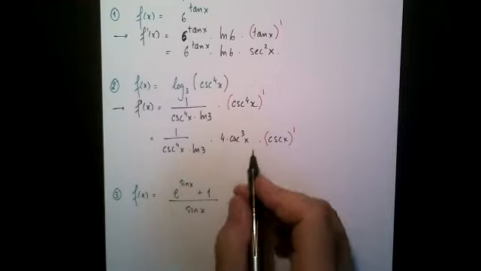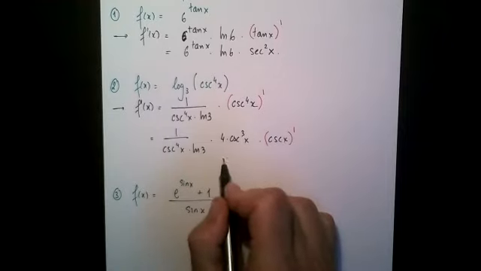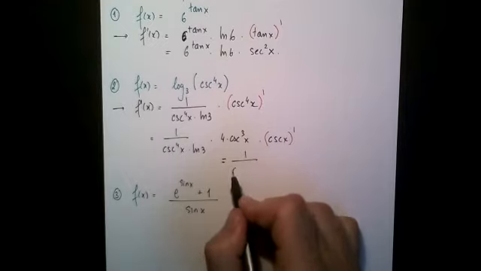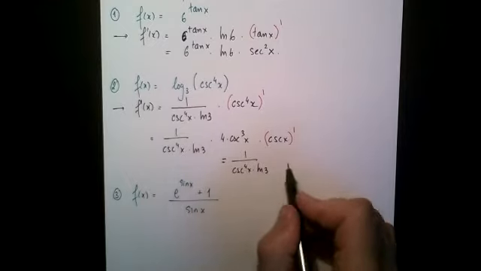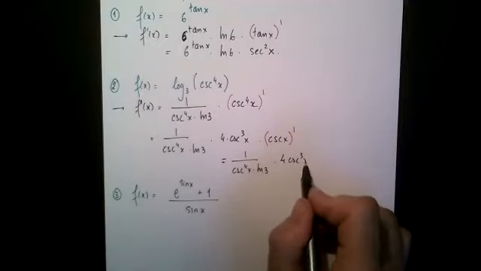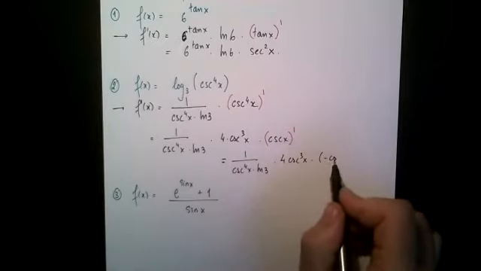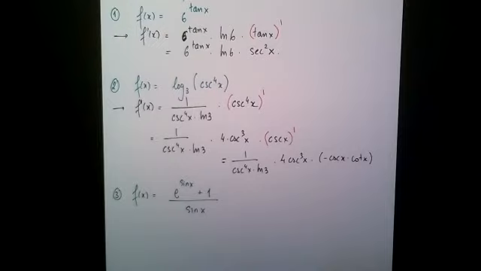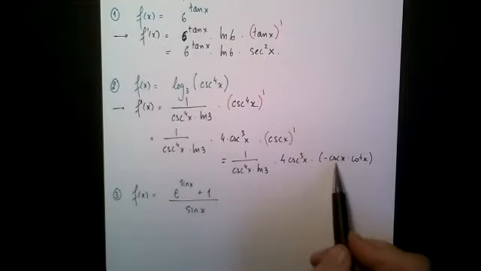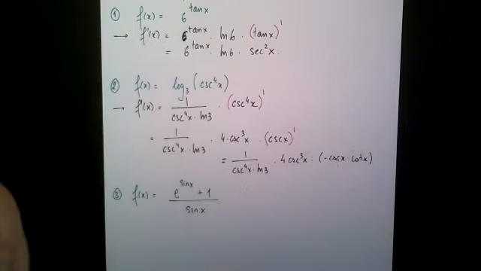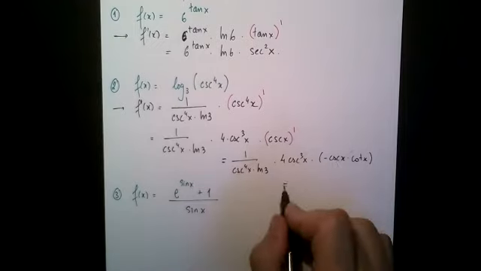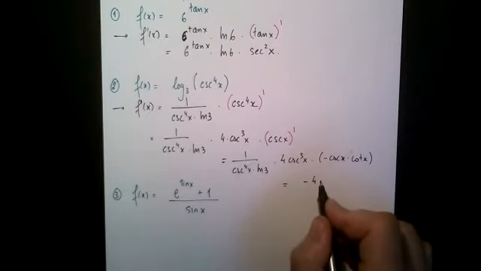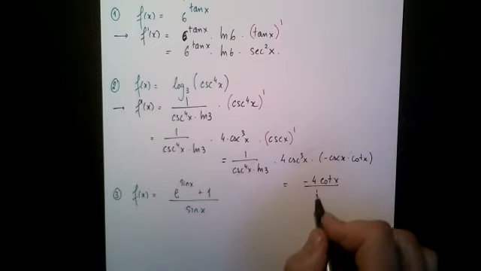Okay, no questions? I'm going to continue here because I'm running out of space. So it's 1 over cosecant 4x times ln 3 times 4 times cosecant cube x times the derivative of cosecant, which is negative cosecant times cotangent. Okay, and I'm done deriving. Here, in this case, I'm going to simplify because there's a lot of things that cancel out. And that is cosecant cubed times cosecant is cosecant 4, with this cosecant 4 cancels. And so my answer is negative 4 cotangent of x over ln 3.